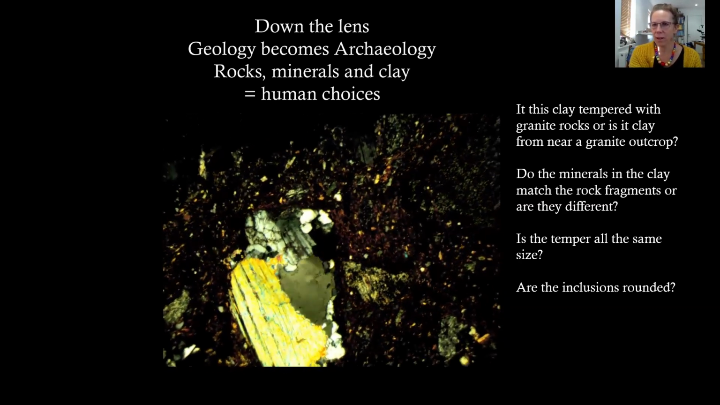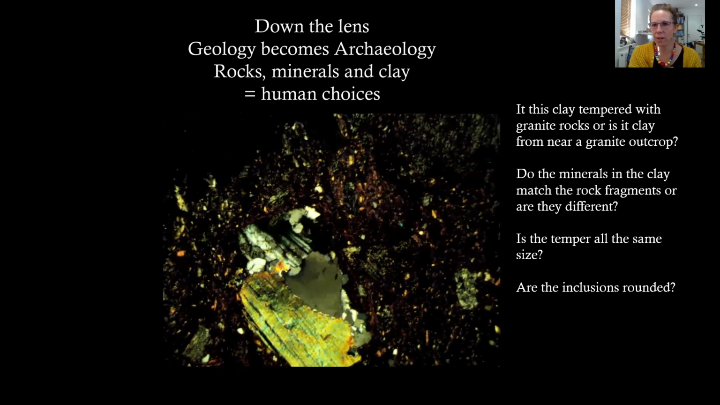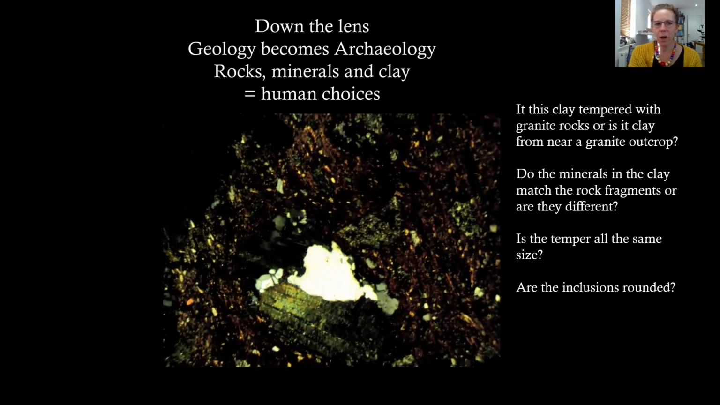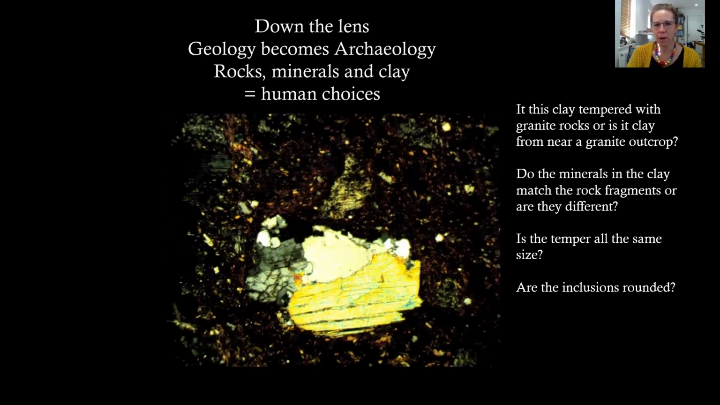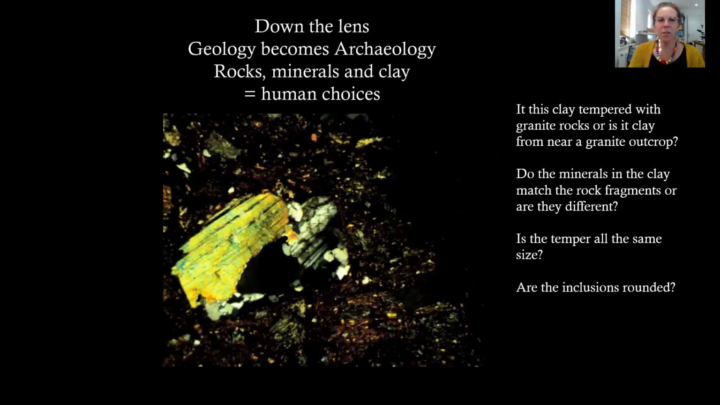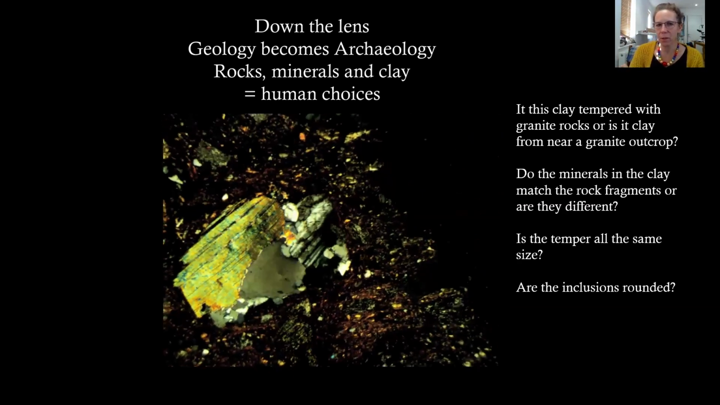So all of these are stuck together. So this is a piece of granite, it's a piece of granite rock. So we know that's a piece of granite that's come from an igneous source nearby, somewhere. And so now we've got to look at it in more detail.